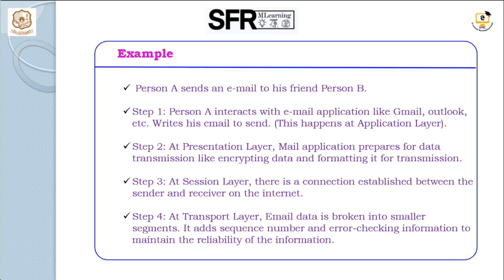In step 4, the transport layer, the email is broken into smaller segments and it adds a sequence number so that the segments are received in the same order that the sender sends them. For example, if the message was divided into 4 segments, 1, 2, 3 and 4, the segments must reach the receiver in the same order to maintain continuity. So it adds a sequence number and error checking information to maintain the reliability of the information.